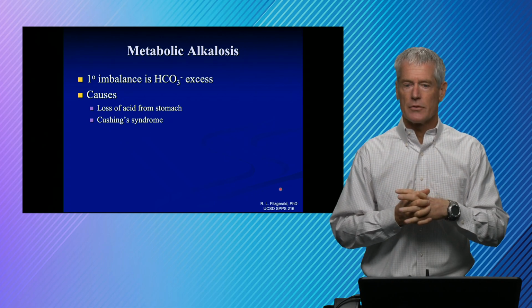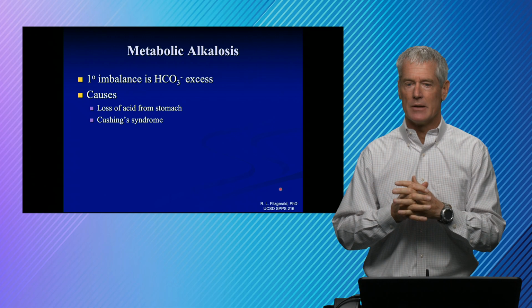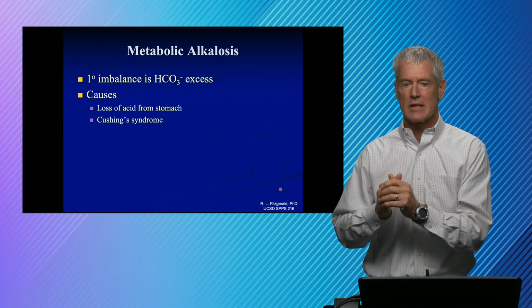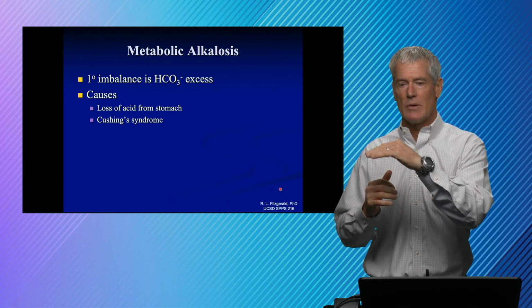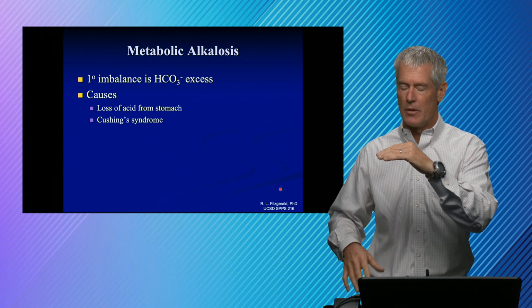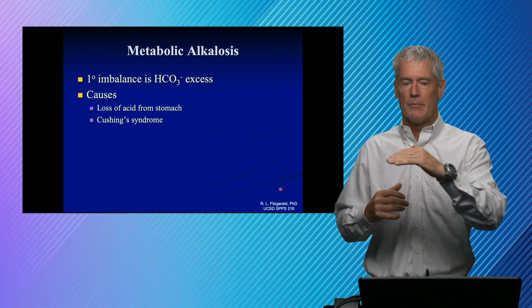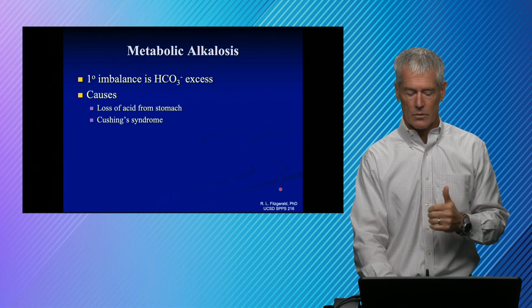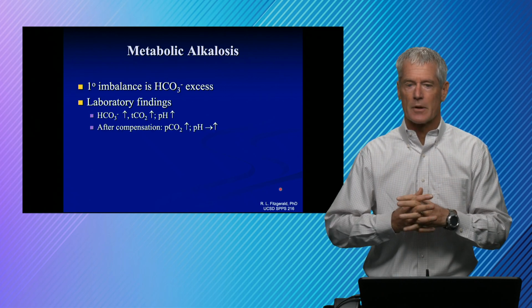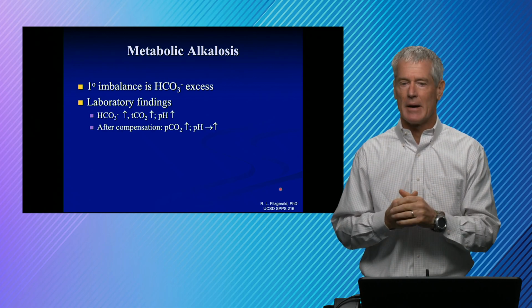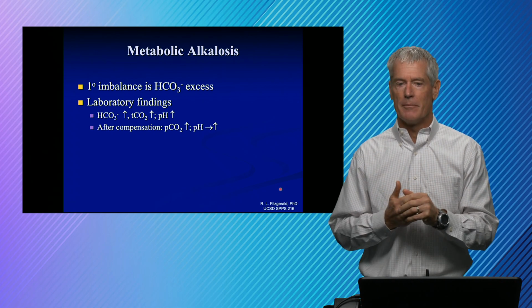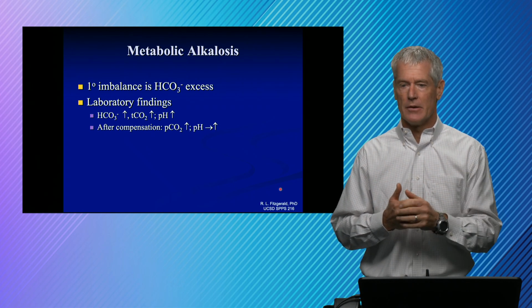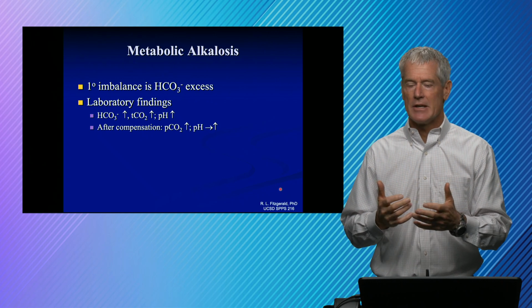In a metabolic alkalosis, the primary imbalance is an excess of bicarb. And so again, bicarb is our metabolic side. Too much bicarb makes you alkalotic, and that happens if you've been throwing up a lot. Cushing's syndrome or excess aldosterone causes a bicarb excess. Those are two reasonably common causes of that. So again, the primary imbalance is an excess of bicarb. And so in the laboratory, you're going to measure that. Your bicarb is going to be high. Your total CO2 is going to be high because your bicarb is the main component of that. Your pH is high. You're alkalotic.